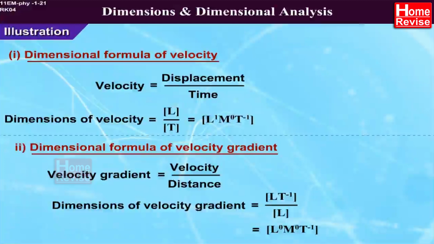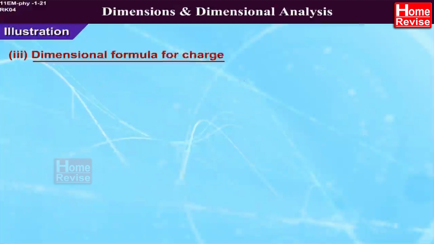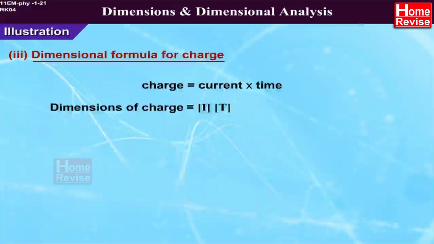Third, dimensional formula for charge. Charge is equal to current into time. Dimensions of charge is equal to dimensions of I into dimensions of T, which is equal to dimensions of L^0 M^0 T^1 I^1.